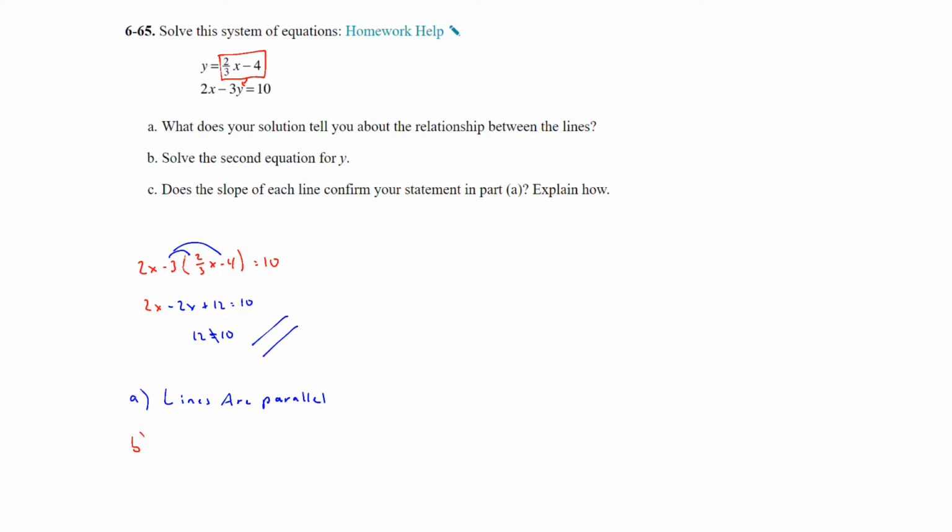Part B, solve the second equation for y. Okay, so we're going to take the second equation and solve it for y. Now, as we're doing this, think about if the lines are parallel, what's that going to tell you about the second equation once we get it into slope-intercept form? So we'll subtract the 2x. That's negative 3y equals negative 2x plus 10.